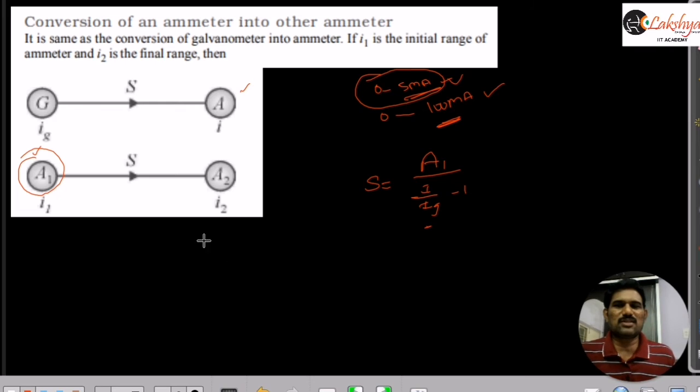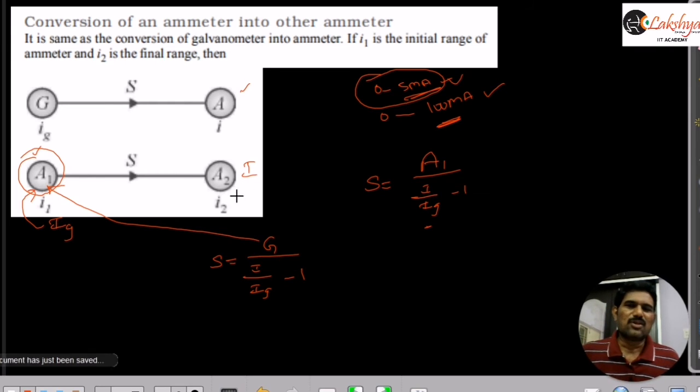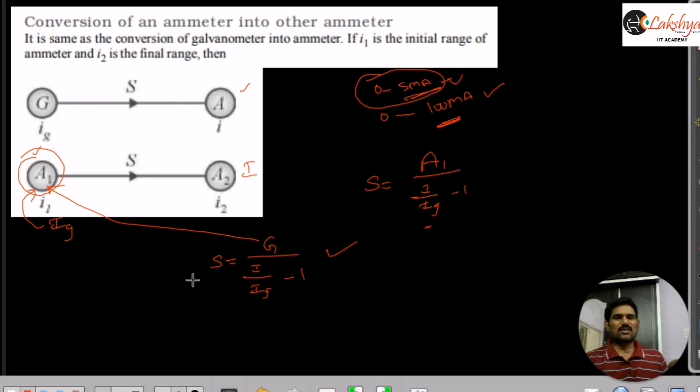To convert this, we need to use the same formula here, I by Ig minus 1. Here G is the resistance of the given ammeter, Ig is the maximum current that can be measured by this ammeter, and I is the maximum current required, the maximum range of the ammeter required here. Then by using the same formula, you can calculate the shunt resistance required. So it is a conversion from one ammeter to another ammeter, just by increasing the range.